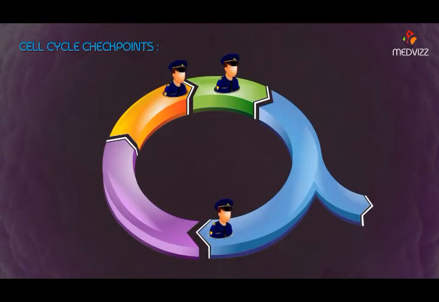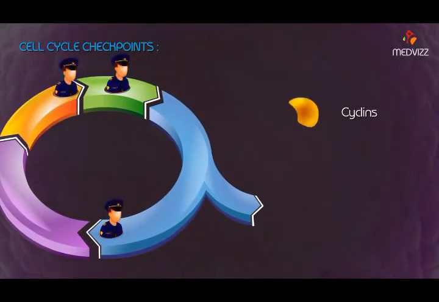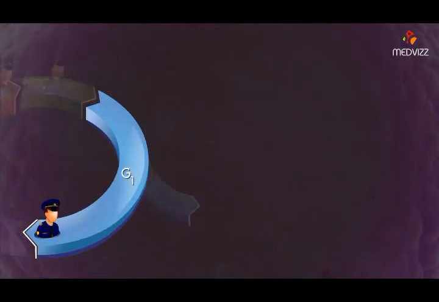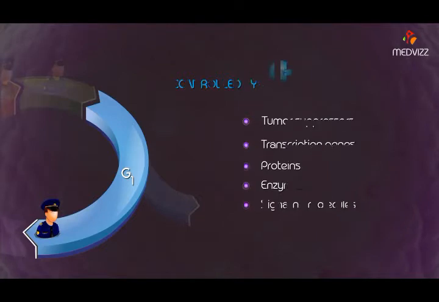The three major cell cycle checkpoints are the end of G1, the end of G2, and during metaphase of the M phase. Progression through checkpoints is regulated by cyclins, cyclin-dependent kinases, and tumor suppressors. Cell cycle progression is controlled by a variety of different cellular mechanisms, such as tumor suppressors, genes that code for transcription factors, proteins that detect DNA damage, enzymes that allow the cell to progress to the S phase, and signaling molecules that activate those enzymes.